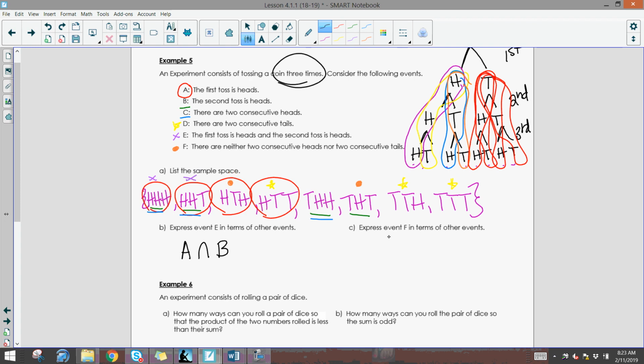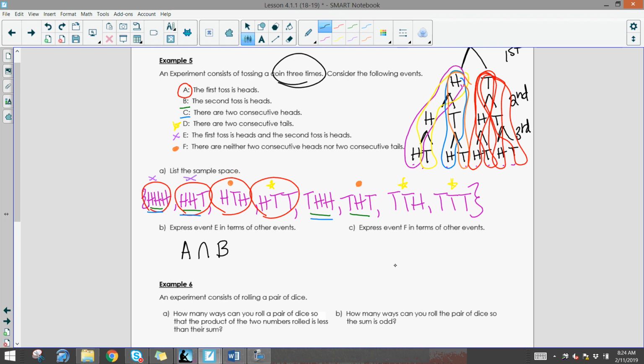Part C says express event F in terms of other events. So we want to figure out what would get us just the 2 orange circles. That is, there are neither 2 consecutive heads nor 2 consecutive tails. So if we did not C, because we don't want two consecutive heads, and not D, so not two consecutive tails, that means anything with a blue or a yellow. This has blue, this has blue, this is yellow, this is blue, this is yellow, this is yellow, that would work. So basically, I'm thinking of the complement.